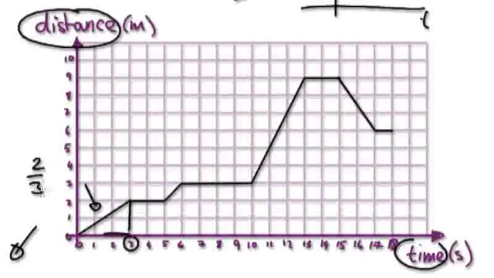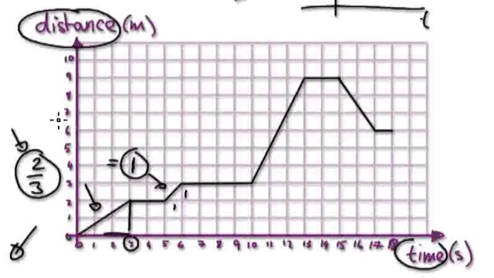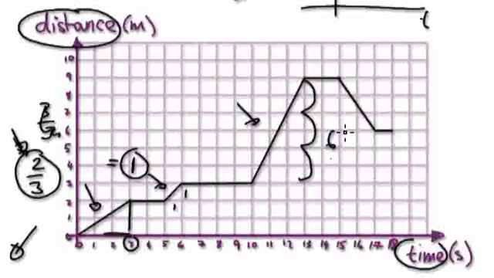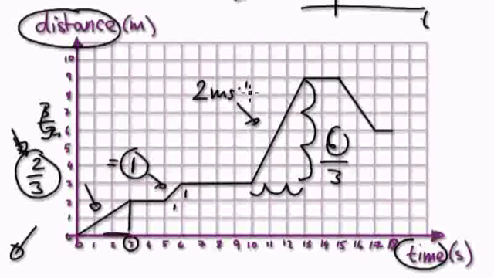So 2 divided by 3. The gradient here is 1 divided by 1, so that's 1. So the speed here is 1 meter per second. The speed here is less than 1, because 3 over 3 is 1, but this here is less than 1. The speed here would be, 2, 4, 6 divided by 1, 2, 3 divided by 3. So the speed here is 2 meters per second.